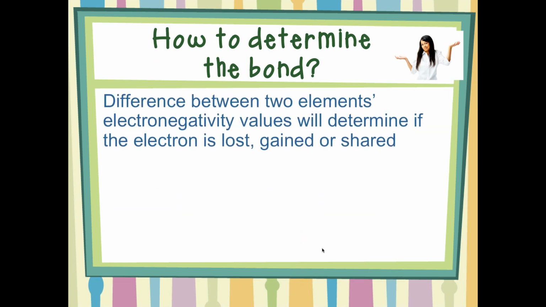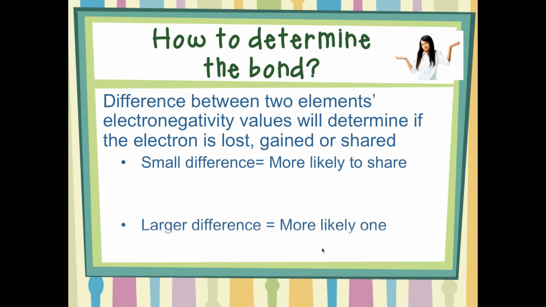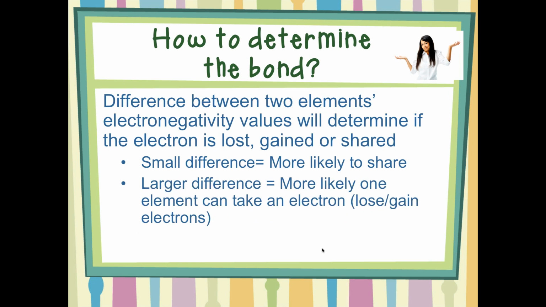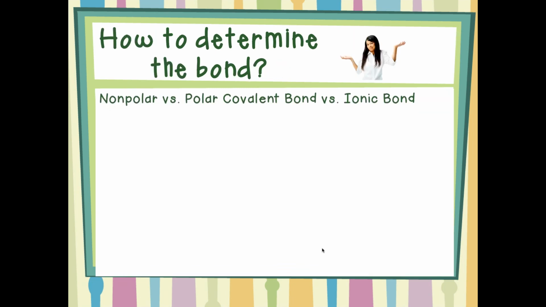But the big question is, how do we determine which one it is? And it's by looking at the difference. Literally just subtraction, the difference between two elements' electronegativity values, and that will tell if it's lost, gained, or shared. If it's a small difference between the two values, most likely they're going to have to share it because one isn't strong enough to take it. But if it's a larger difference, that's when one nucleus can actually take an electron. That would be gaining, meaning the other atom would have to be losing because its nucleus is not strong enough to keep attracting its own electrons. And that's all based on electronegativity differences.